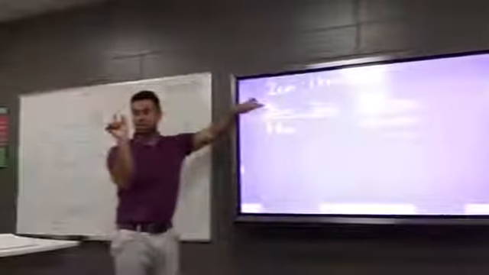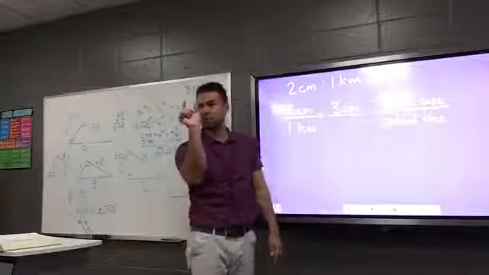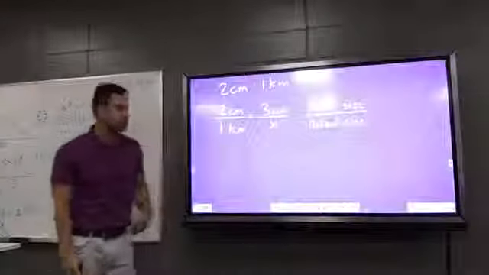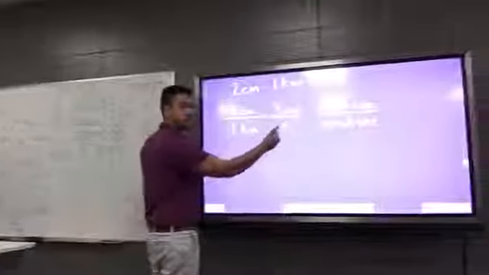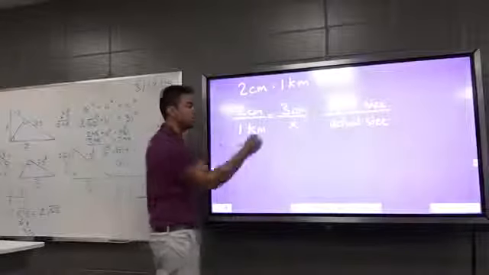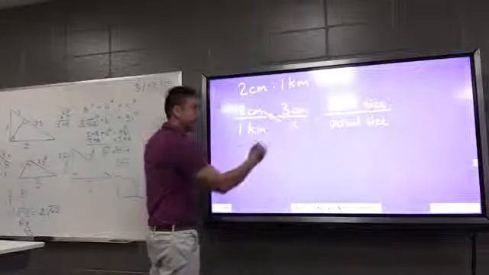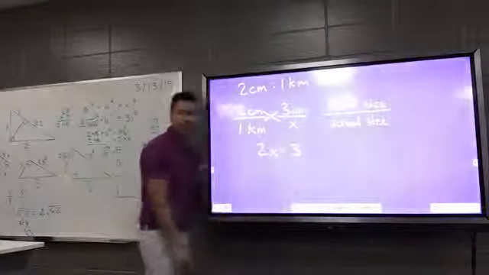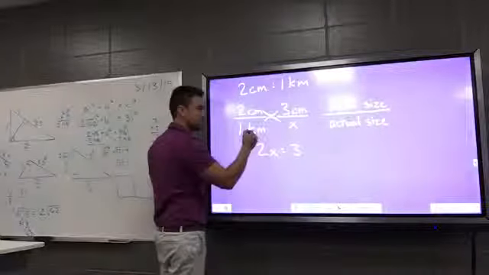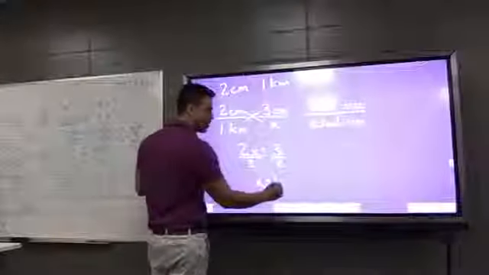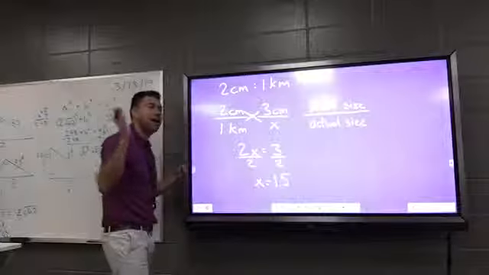Do you guys see that 2 centimeters was the model distance, and 3 centimeters was the model distance? So what am I trying to find out? The actual distance. So here is my proportion. Do you guys remember how to solve a proportion? Cross multiply. You're going to do 2 times x is 1 times 3. Did you guys see where I got these numbers? So 2 times x, 3 times 1. And then divide both sides by 2. You get x equals, and if you make it a decimal, 1.5 kilometers.